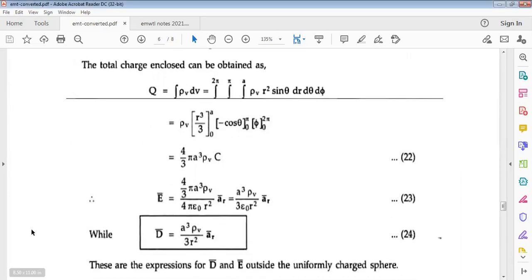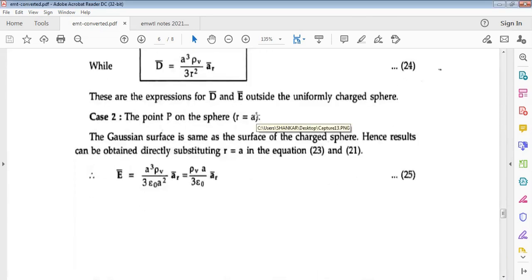So now we can substitute this Q in the E bar. E bar is 4 by 3 pi a cubed rho v, whatever we got for Q, over 4 pi epsilon naught r squared. The 4 gets cancelled, and the pi also gets cancelled, and finally we have the numerator a cubed rho v by 3 epsilon naught r squared into r bar. For the relation between D bar and E bar, there is no epsilon in the D bar: a cubed rho v by 3 r squared into r bar. This is for r greater than a, outside the charged sphere.